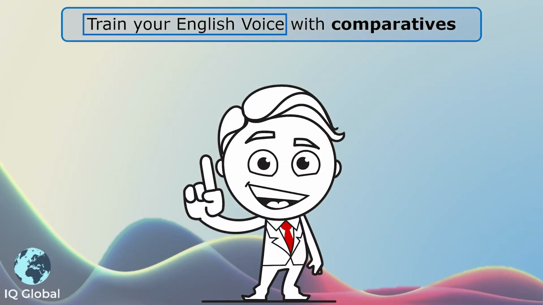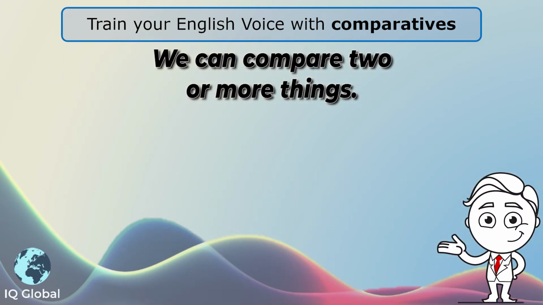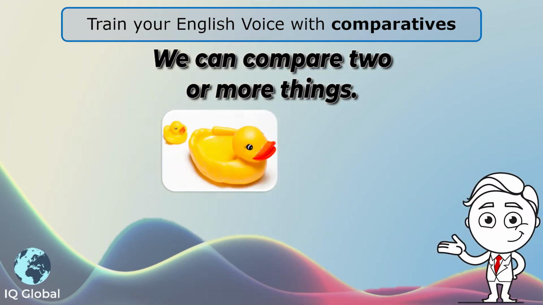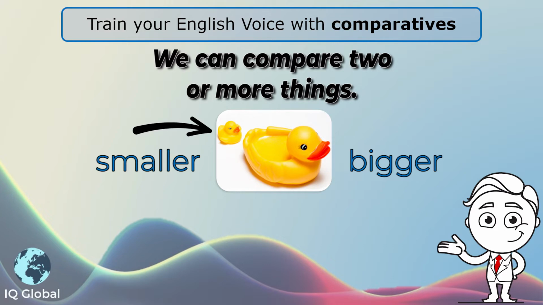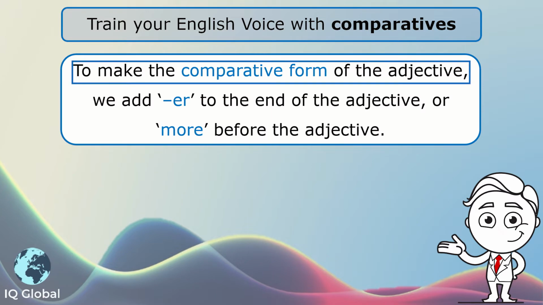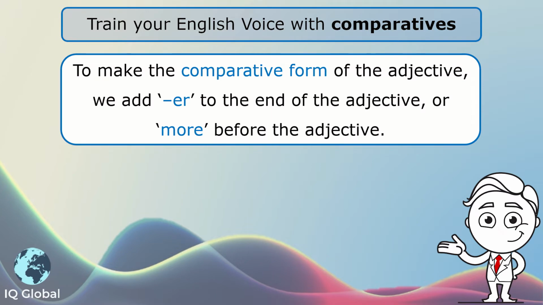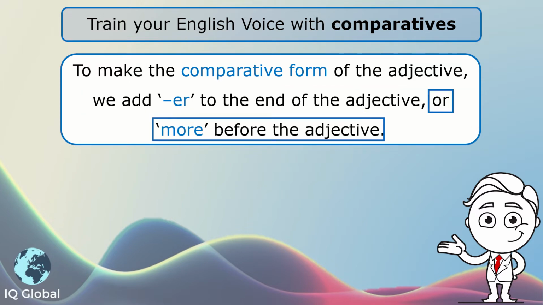Today we are going to train your English voice with comparatives. We can compare two or more things. For example, this toy duck is bigger than this duck. This toy duck is smaller than this duck. To make the comparative form of the adjective, we add er to the end of the adjective or more before the adjective.